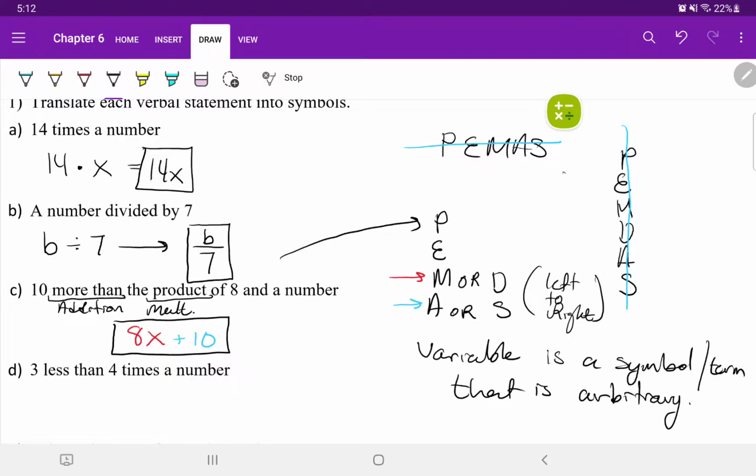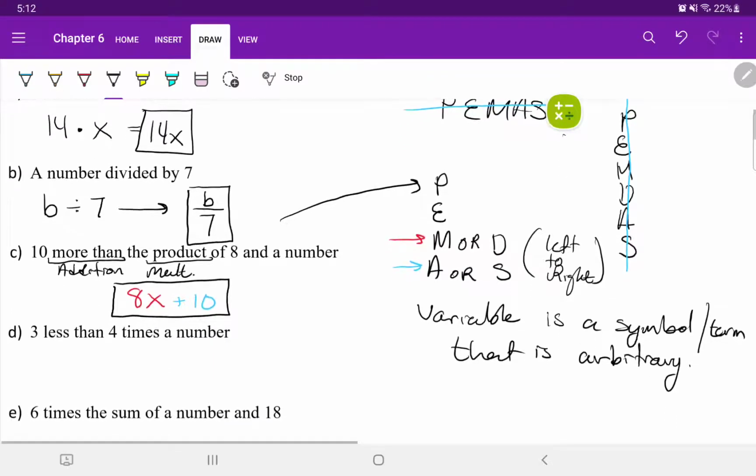And the same thing will also be translated to D, because D says 3 less than 4 times a number. First, follow the order of operations. Times is multiplication. So that's going to be 4n, n is some number. And less than means subtraction. So 4n minus 3. This is 3 less than 4 times a number.